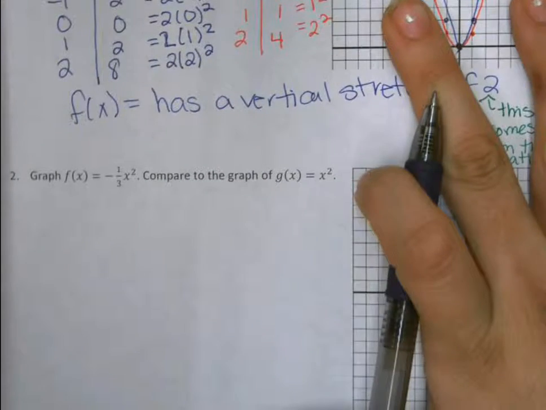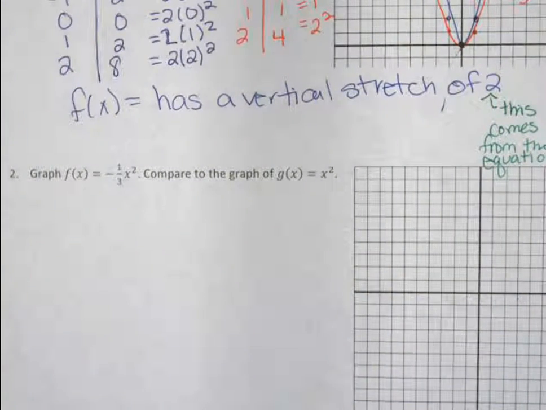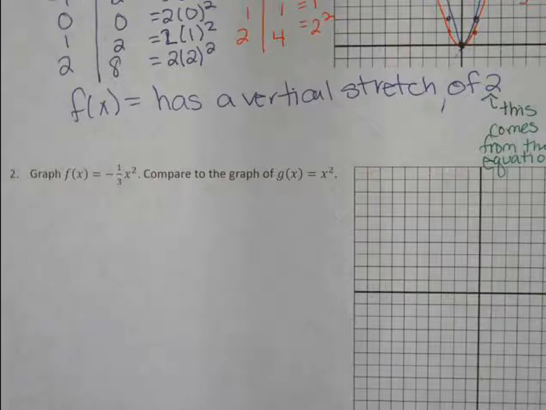Okay, so this one's kind of the same, except notice how I'm dividing by a 3? What I want to do here is pick numbers that can be divided by 3.